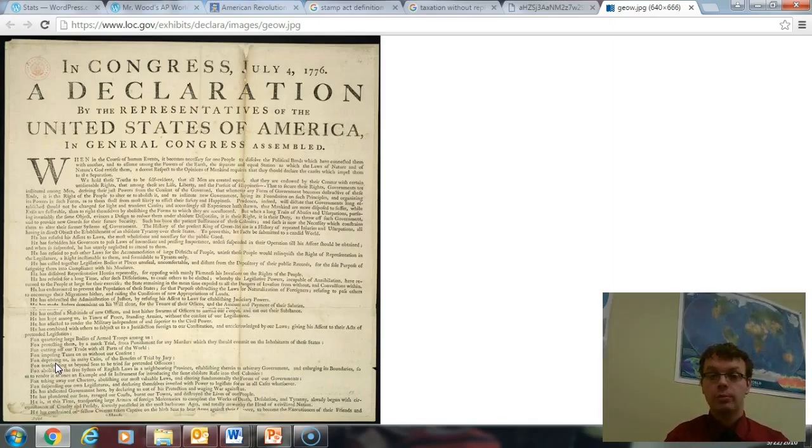Thomas Jefferson is the person who wrote it. He was influenced by many Enlightenment thinkers. The biggest one that he was influenced by was John Locke. He also will become the third president of the United States.